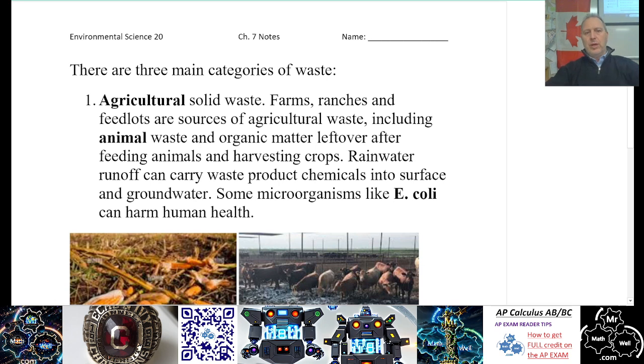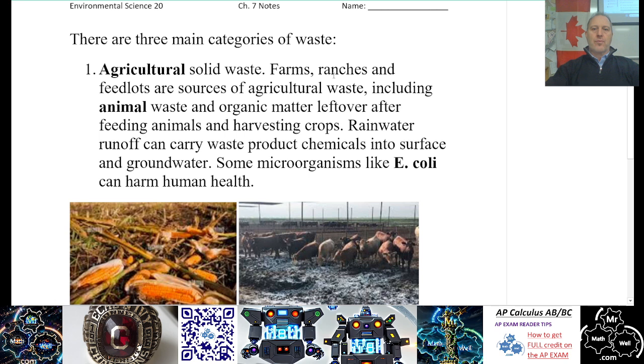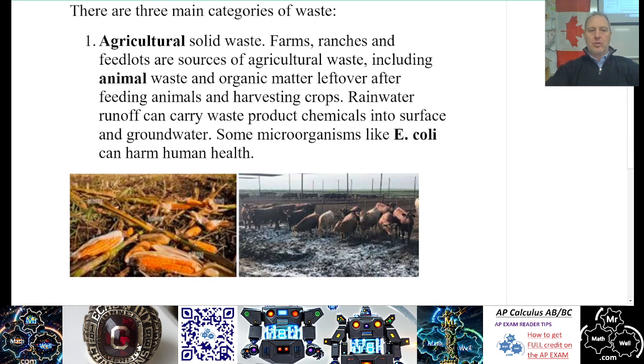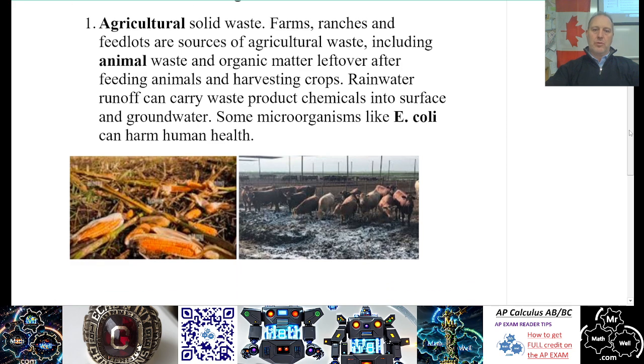There are three main categories of waste. First is agricultural waste, agricultural solid waste. Farms, ranches, and feedlots are sources of agricultural waste, including animal waste and organic matter left over after feeding animals and after harvesting crops. Rainwater runoff can carry waste product chemicals into surface and groundwater. Some microorganisms, like E. coli, can harm human health. Here is some agricultural solid waste, corn cobs left over in a field that seem to be neglected, they're rotten there. And of course, this is a feedlot. We have lots of cattle in one confined area. There's lots of waste that they produce, and there's agricultural solid waste there.